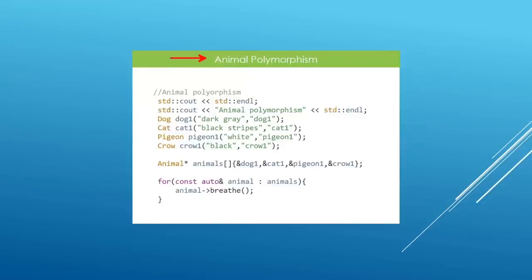And animal polymorphism is just going through the animal base pointer and using that to manage derived objects. For example, here we have a dog, we have a cat, we have a pigeon, we have a crow. We can do animal polymorphism and store in any kind of animal we have here. You see, we are putting in a dog, we are putting in a cat, we are putting in a pigeon, and we are putting in a crow. And if we do animal polymorphism and call the breathe method, which exists in any kind of animal we have in our program, this is going to call the most specific breathe method on each animal, and this is going to work really well. This is going to do animal polymorphism.